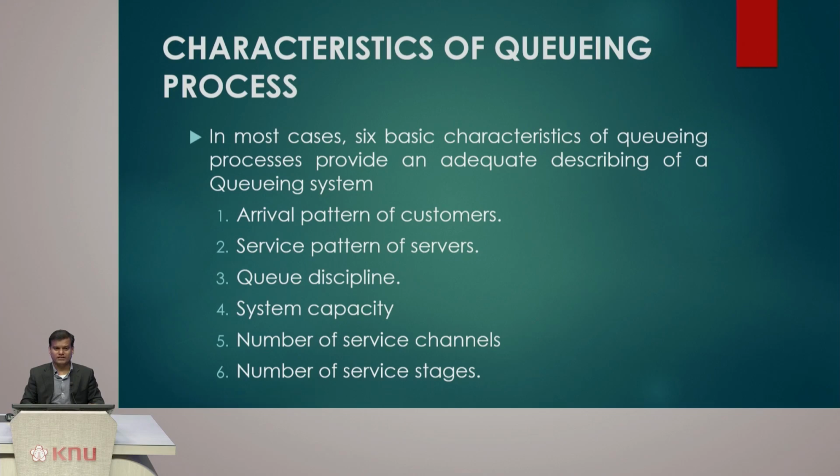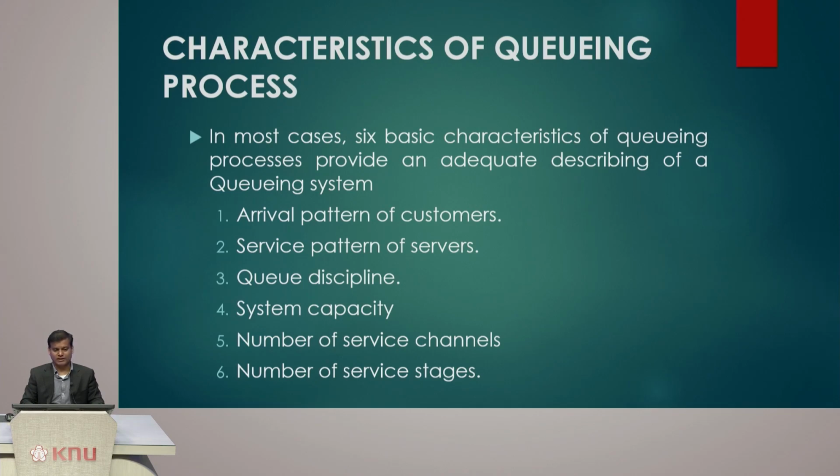and the queue discipline, which we talked about: the system in which the first person who comes in gets served first. So, that is a kind of discipline, first in first out. System capacity, so how many customers the system can handle. Number of service channels, how many service channels or servers there are. Number of service stages, yes, at times you might have different stages of service.